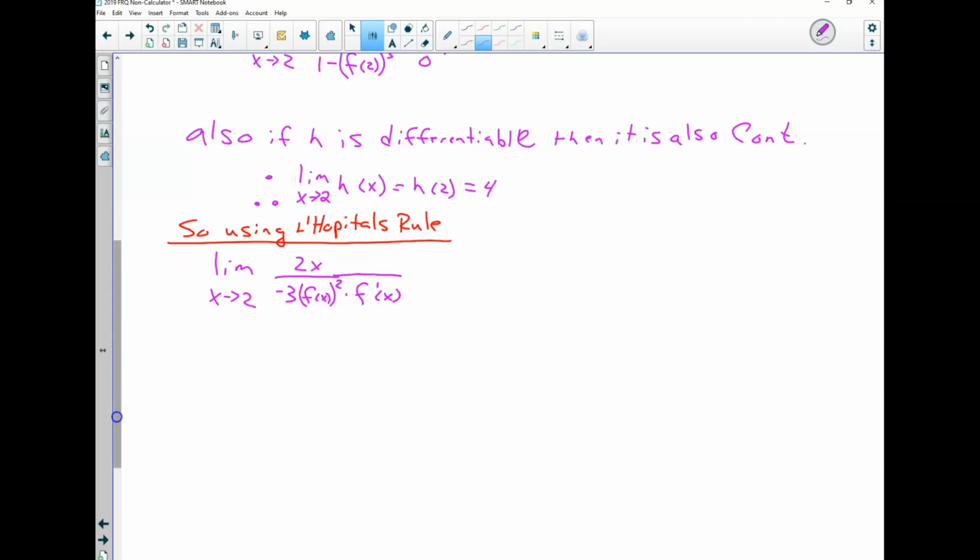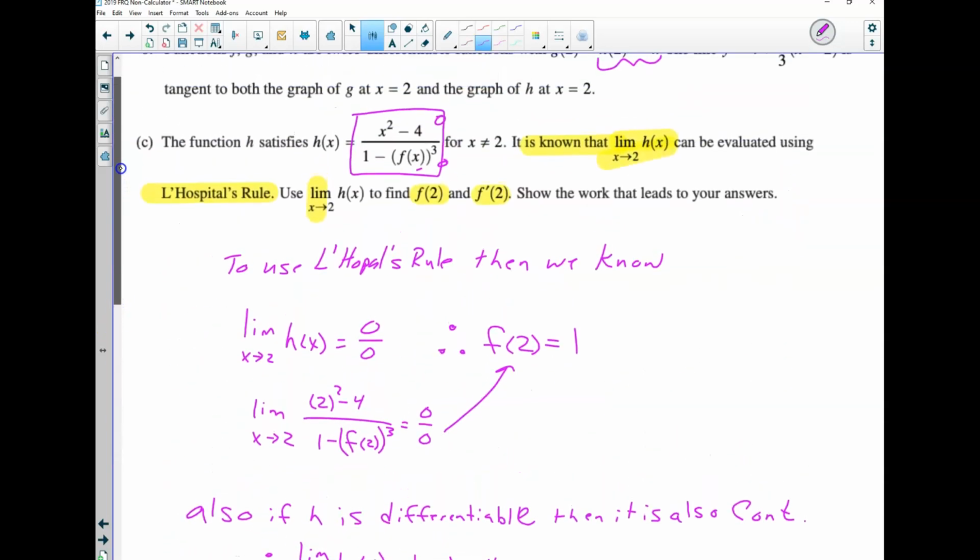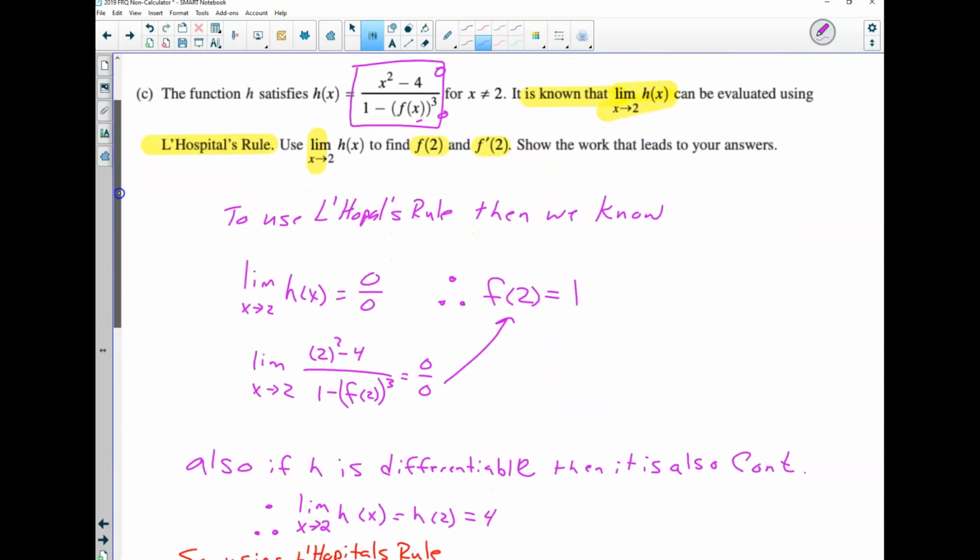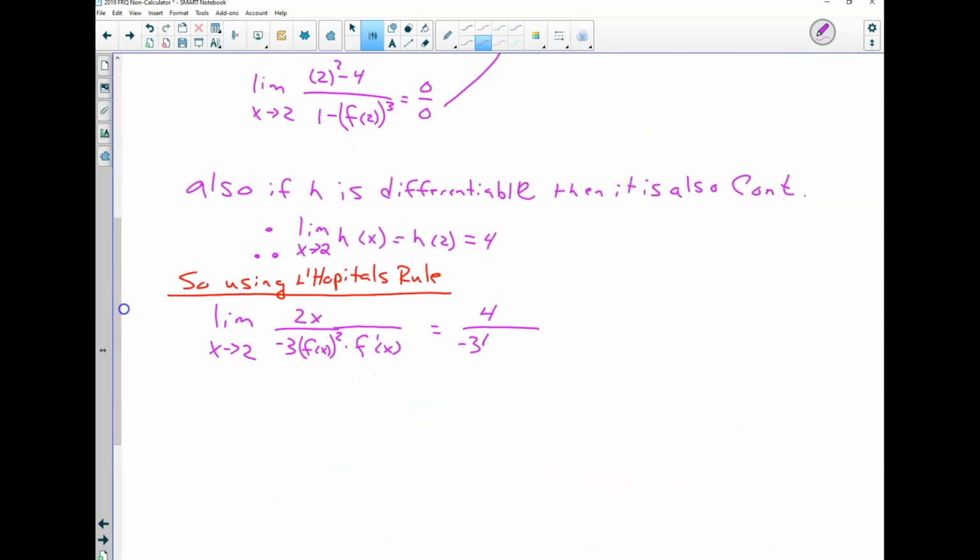And I know if I'm plugging this in, this is going to equal 4 over negative 3. I know f of 2 is 4, right? So that's 4 squared times f prime of 2. F prime of 2.